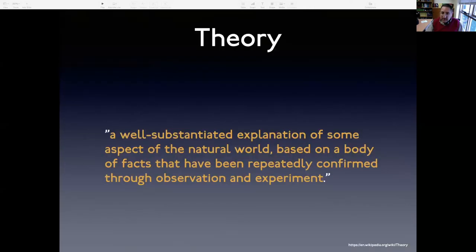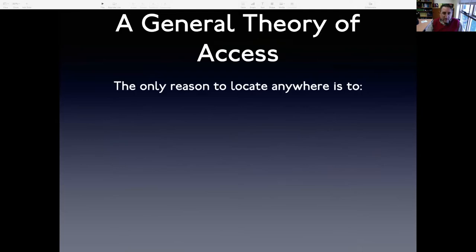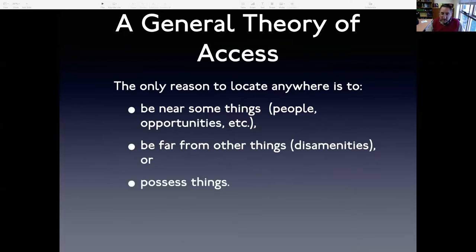So what is theory? Wikipedia says, a well-substantiated explanation of some aspect of the natural world based on a body of facts that have been repeatedly confirmed through observation and experiment. So, the general theory of access is that the only reason to locate anywhere is to be near some things or people or opportunities, to be far from other things like disamenities, or to possess things. And so accessibility is what measures this.